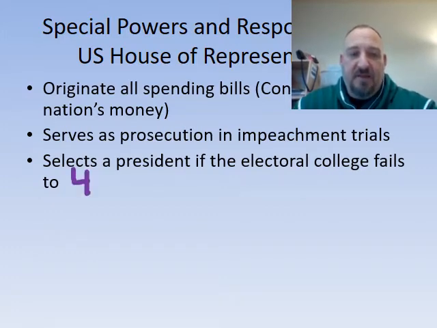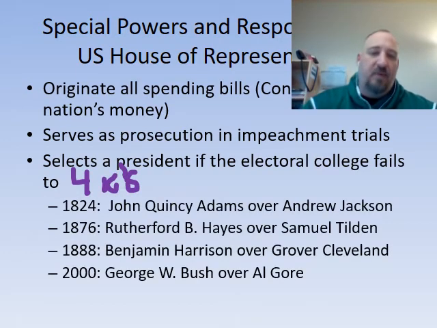This has happened 4 times throughout history. 1824, John Quincy Adams over Andrew Jackson. 1876, Rutherford B. Hayes over Samuel Tilden. This one became known as the corrupt bargain. And then in 1888, Benjamin Harrison over Grover Cleveland. And most recently in 2000, George W. Bush over Al Gore.